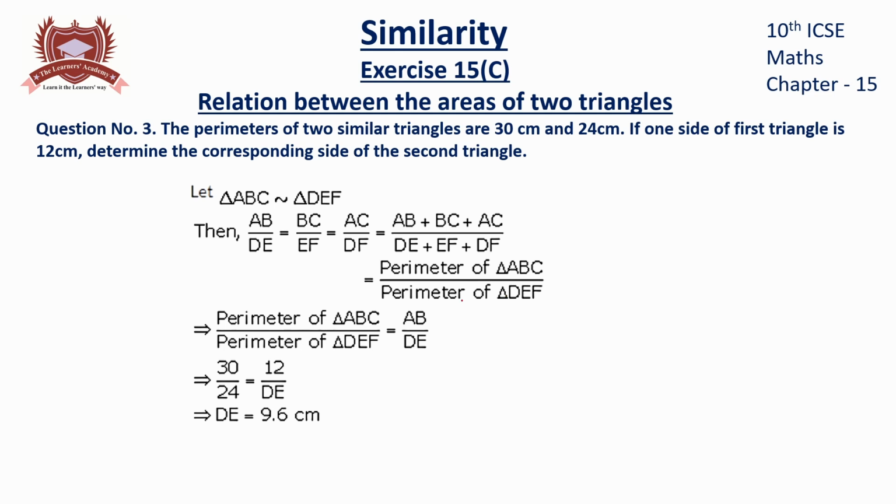So perimeter of ABC upon perimeter of DEF is equal to AB upon DE, giving me 30 upon 24 is equal to 12 upon DE, or DE is equal to cross multiply kiya, I get, so I cross multiplied it, so I would end up with 12 multiplied by 24 divided by 30, giving me the final answer as 9.6 centimeters. So let's go ahead with the next sum. Quickly make a note of this.